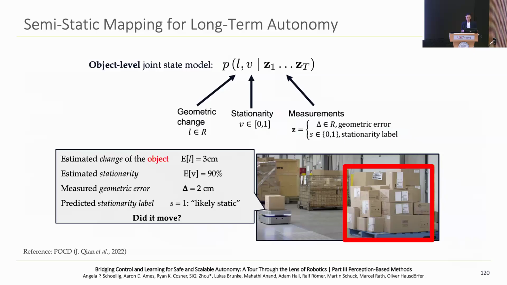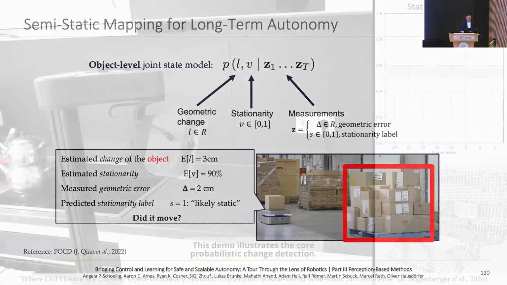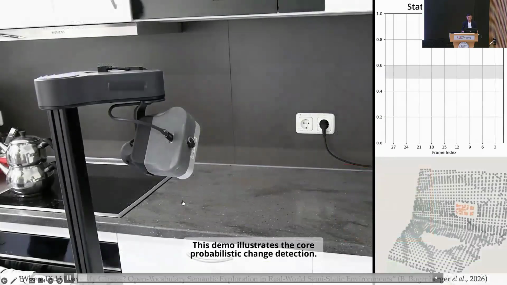So to keep a consistent map, we can leverage the stationarity score that is recursively estimated over time to determine whether a certain object has been moved or not. And if it has been moved, then we'll remove that part of the object from the map and rebuild it based on new observations. So here's a video showing how this works.